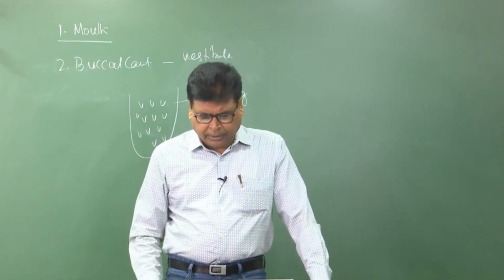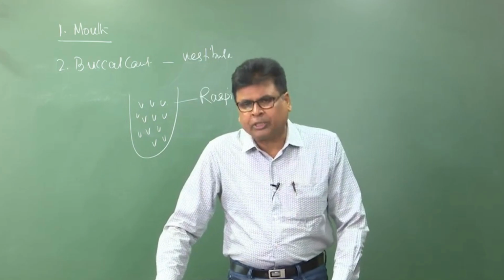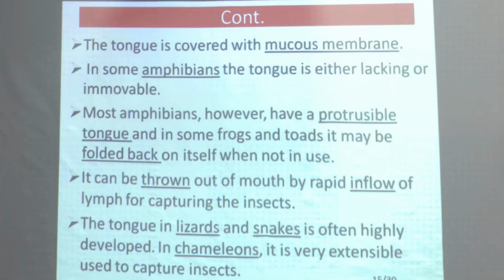Okay. So now come to the next one. Generally the tongue is covered with a membrane, and that membrane is called the mucous membrane. In some amphibians, the tongue is either lacking or immovable. That means in some amphibians it is lacking, in some it is movable. In most amphibians, however, have a protrusible tongue. This tongue can come out, and in some frogs and toads, it may be folded back on itself when not in use.